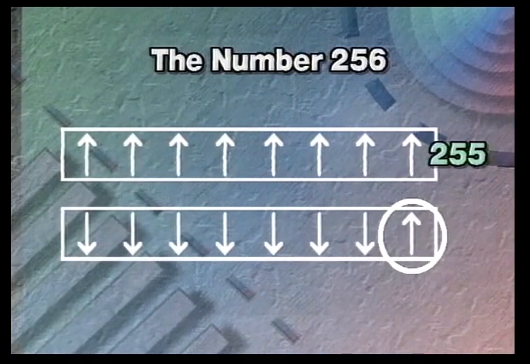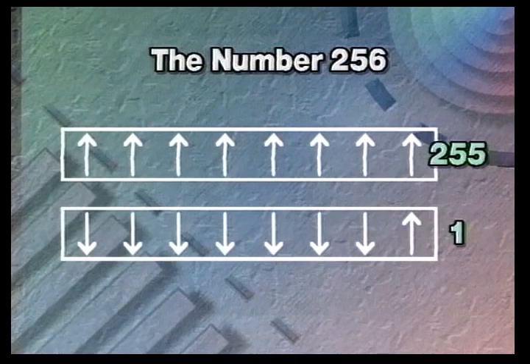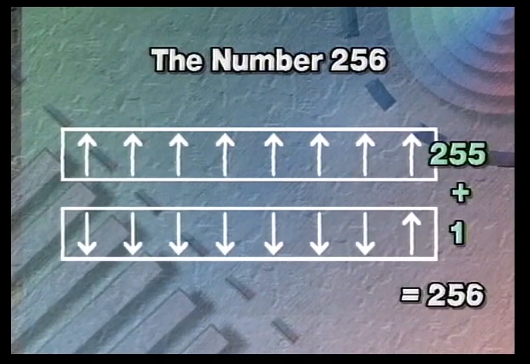So what's the sum of 255 plus 1? Because with just one switch turned on, this is condition 1 here. And this is condition 255. What's 255 plus 1? 256.